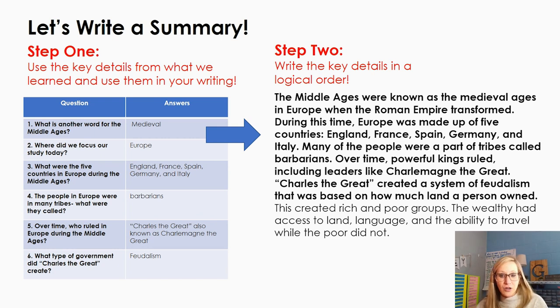And over time, powerful kings ruled, including leaders like Charlemagne the Great or Charles the Great, who created a system of feudalism that was based on how much land a person owned. And I know that on my second chart, I inserted more information that this created rich and poor groups. What did the wealthy have? Well, they had access to land, language, and the ability to travel, while the poor did not. So when you think of our whole lesson today, of all the things that we've read, this is the most important information, which is why it's a summary. It's a much shorter version of the most critical details.